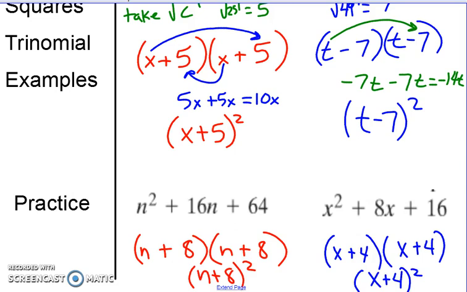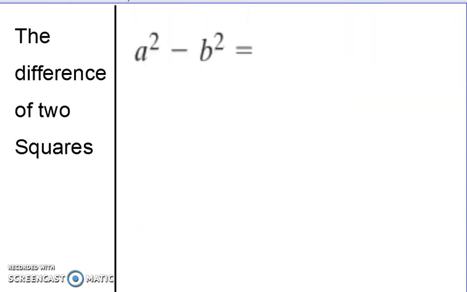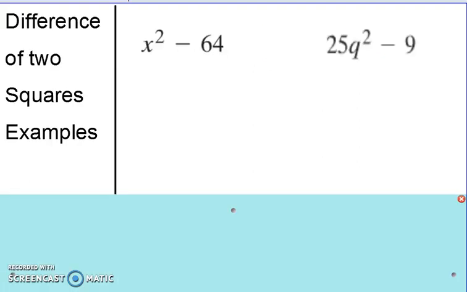Okay, so now we're going to move on to our next piece. This one's a little bit shorter. It's the difference of two squares. Okay, so whenever we have a squared minus b squared, we always get a plus b times a minus b. Okay, so whenever you have a squared minus b squared, it's going to be factored out into the form a plus b times a minus b.